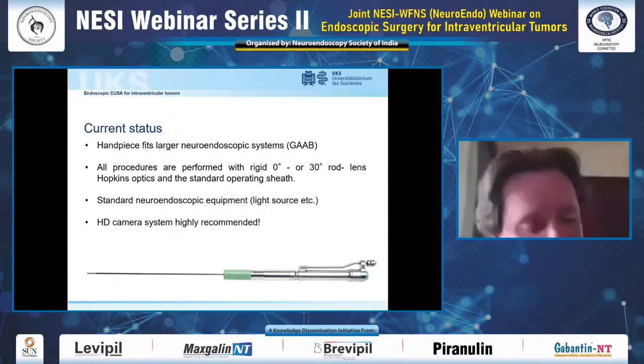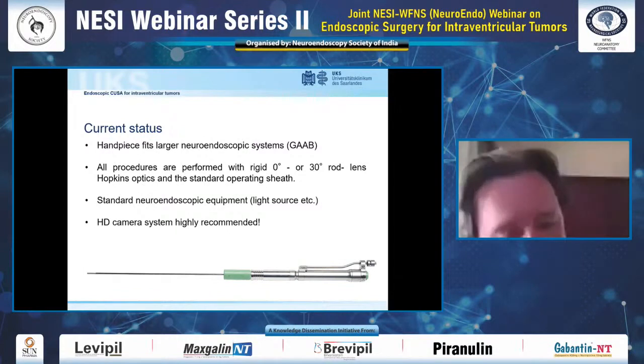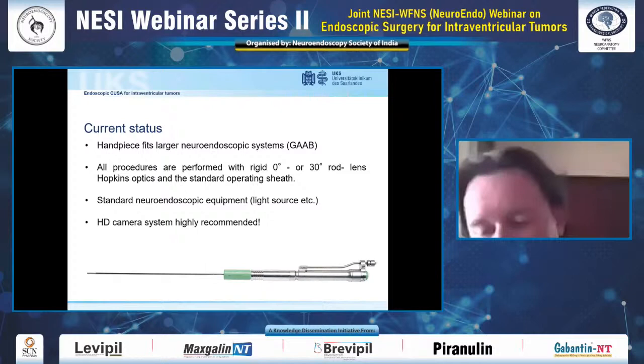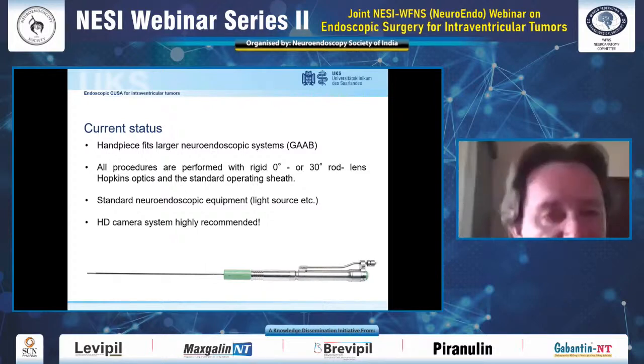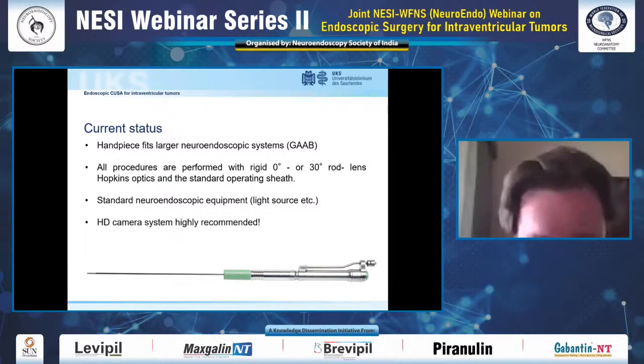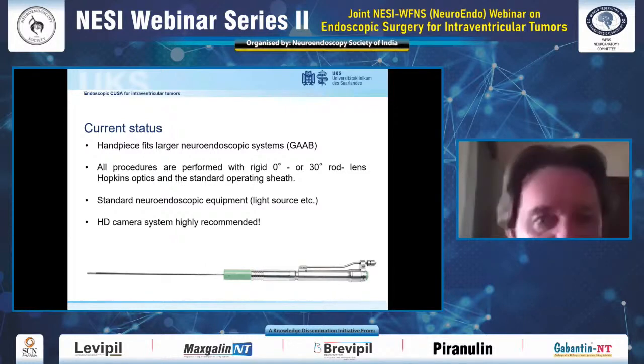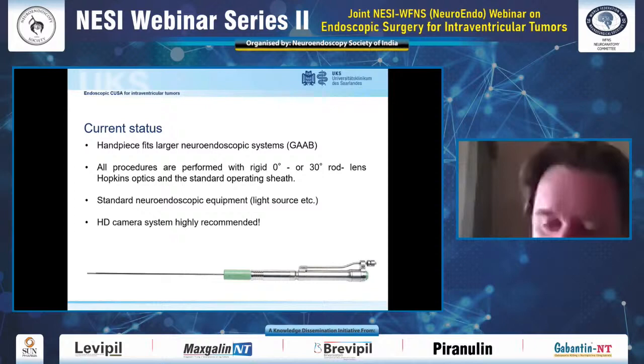There is the development of a new CUSA, but I have not used it so far, which should fit the other endoscopes like the Lotta endoscope. All procedures we performed were done with a rigid 0 degree Hopkins optic and standard operating sheath and the standard neuroendoscopic equipment.